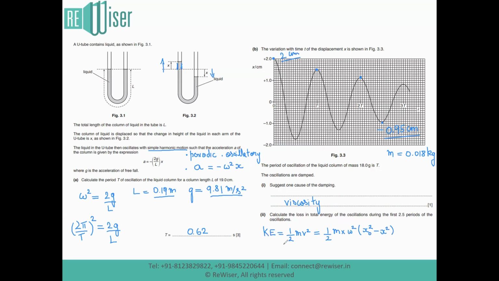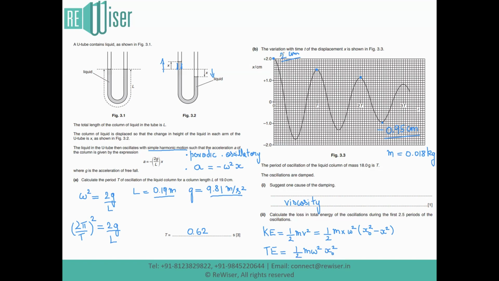The value of total energy is nothing but the value of maximum kinetic energy. And we know that maximum kinetic energy is obtained exactly when the value of displacement x becomes equal to 0, or at the mean position. By that logic, the value of total energy becomes ½mω²x₀², where x₀ stands for the maximum displacement at that point.